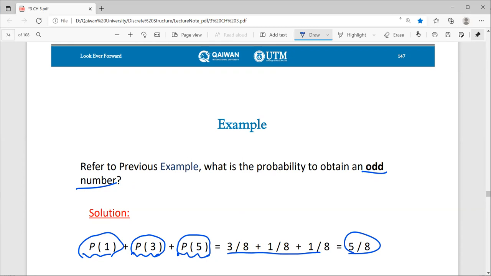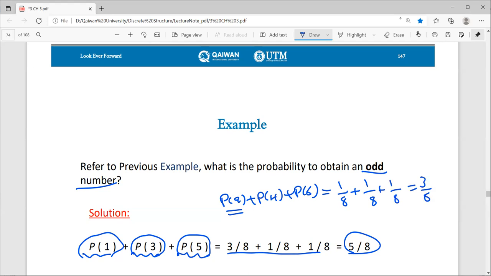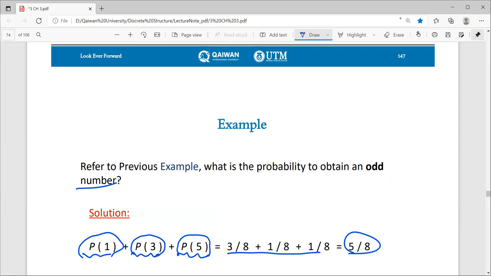How about the probability of an even number? That's probability 2 plus probability 4 plus probability 6. Probability 2 is 1 over 8. Probability 4 is 1 over 8. Probability 6 is 1 over 8, which is 3 over 8. Okay. How about the probability of a number which is greater than 5? Only 1 over 8. We have only 6.